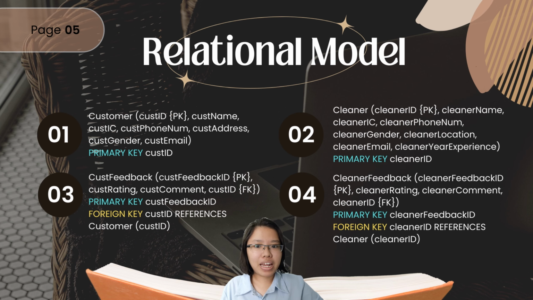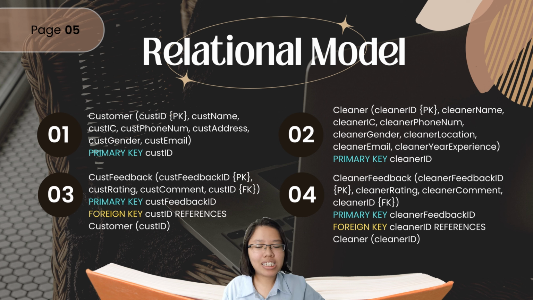Thank you, Tracy. My name is Chong Kar Min, matric number 287173. Now I will present about the relational model and the normalization of our database system. First, the relational model represents the database as a collection of relations. Here, we state out all the relation names along with the attributes based on the ER diagram. First, customer. Customer has customer ID, customer name, customer IC, customer phone number, customer address, customer gender, and customer email. Its primary key is customer ID.